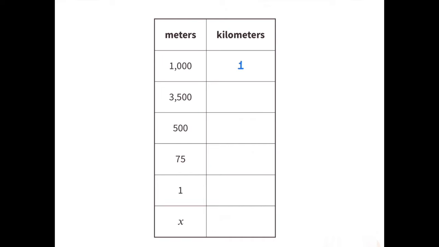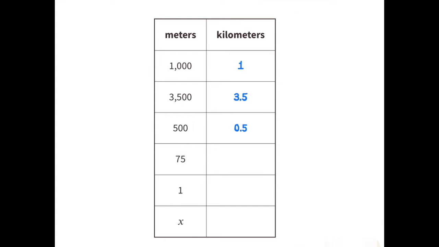So a meter is 1,000 times smaller than a kilometer. If 1,000 meters equals 1 kilometer, then 3,500 meters would equal 3 5/10 kilometers. 500 is half of 1,000, so if 1,000 meters equals 1 kilometer, then 500 meters would equal half a kilometer, or 5/10 of a kilometer.